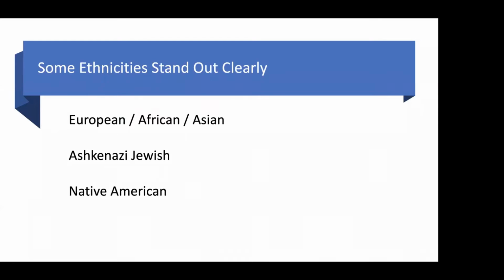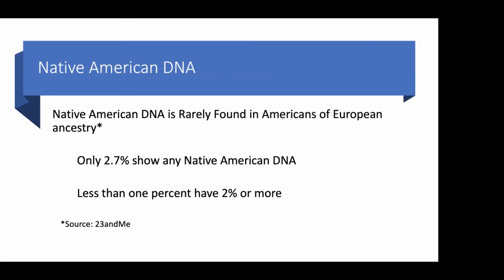Ashkenazi Jewish is quite distinctive because it's an endogamous society where people have married within their own community for thousands of years. And finally, that original Native American DNA is also quite distinctive.